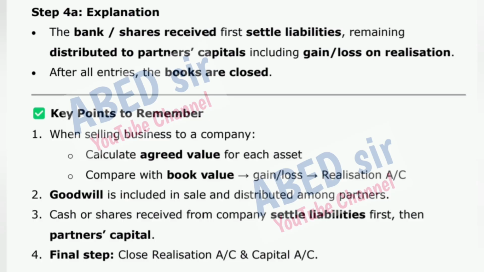Key points to remember. 1. When selling business to a company, calculate agreed value for each asset. Compare with book value; gain or loss goes to realization A/c. 2. Goodwill is included in sale and distributed among partners. 3. Cash or shares received from company settle liabilities first, then partners' capital. 4. Final step, close realization A/c and capital A/c.